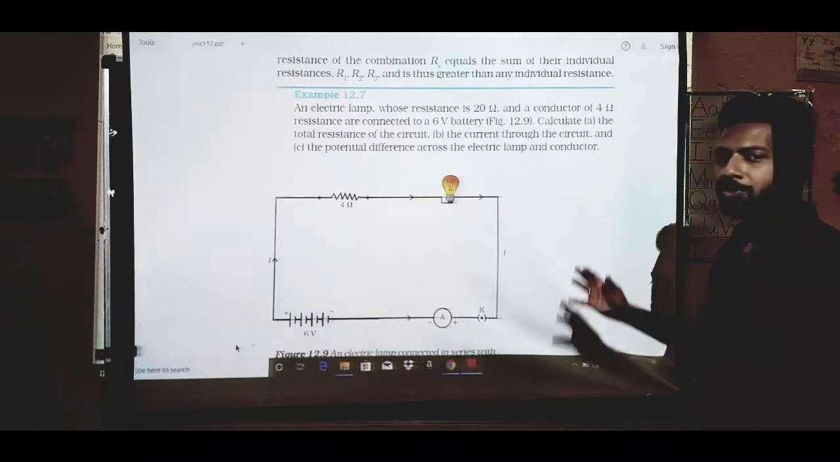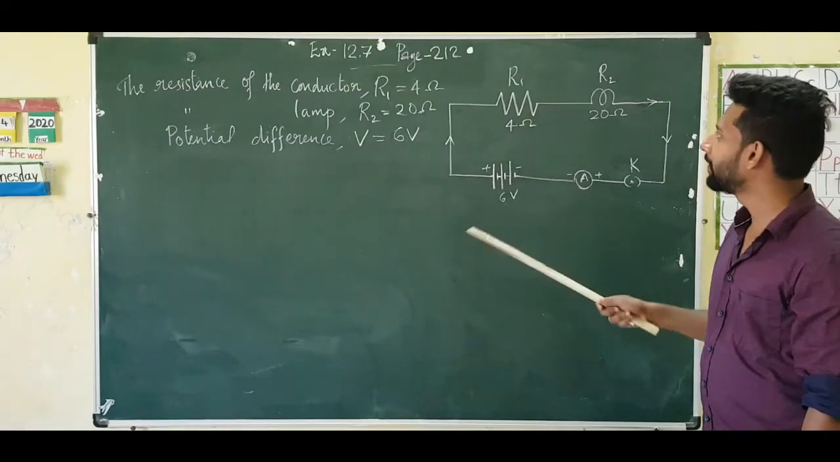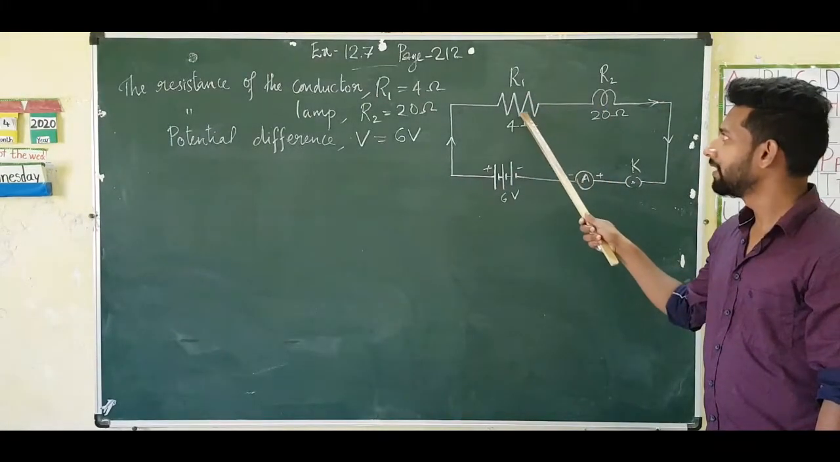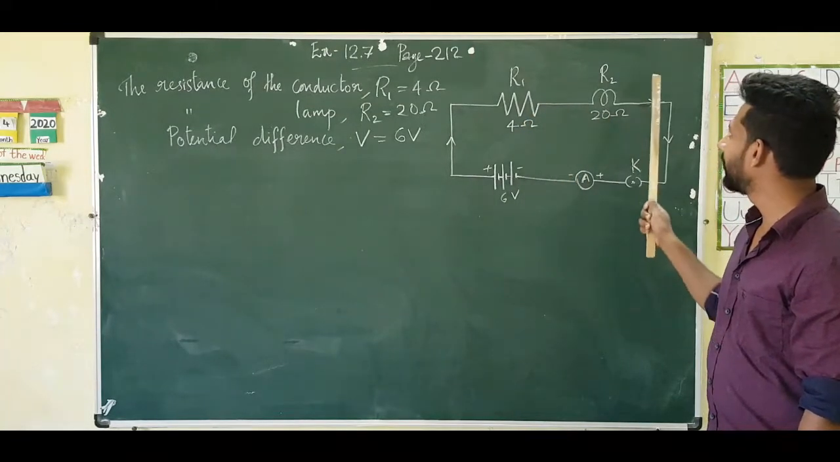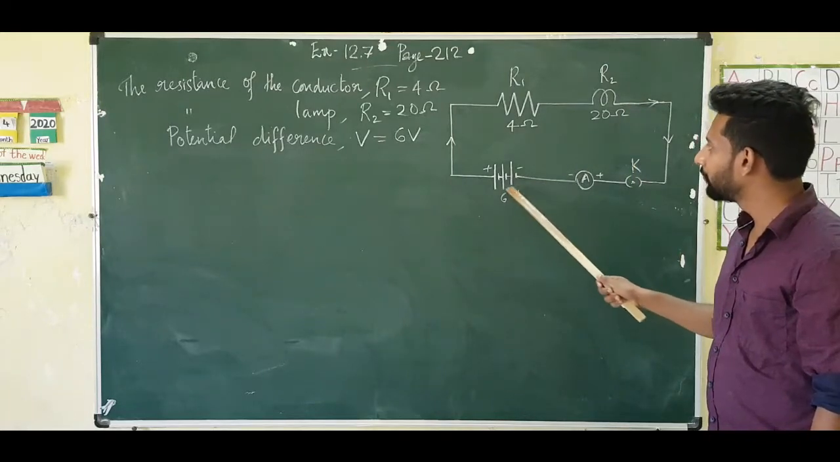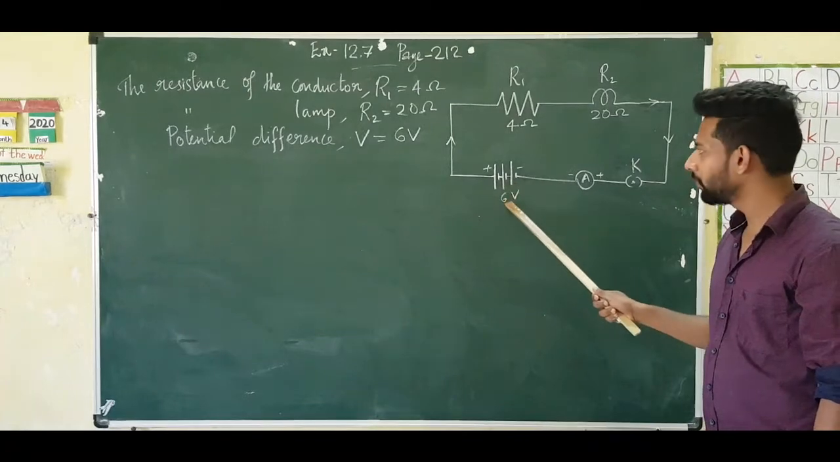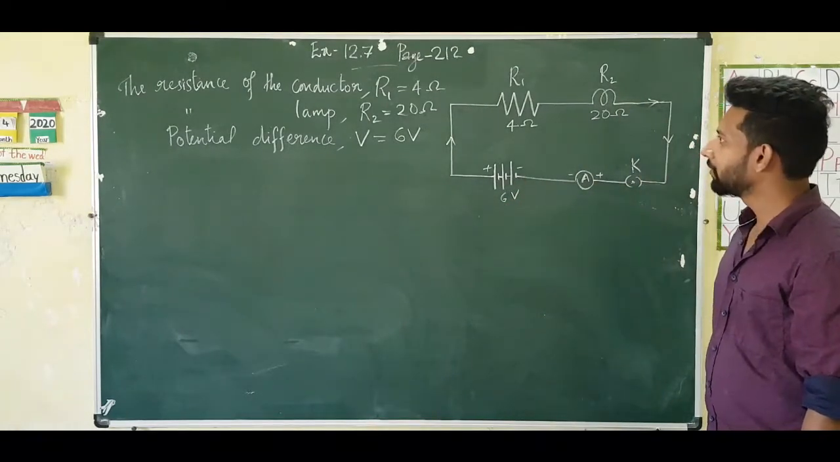So I will show you the way we have to solve the problem. I have redrawn the diagram. Here two resistors are there. The first one, the resistance of the conductor, can be represented by R1, and the second, that is the lamp, can be represented by R2. And a battery of 3 cells. Here you can see 3 cells, 1, 2, 3. Isn't it? So 3 cells are there, and the ammeter and key are also given in the question itself.